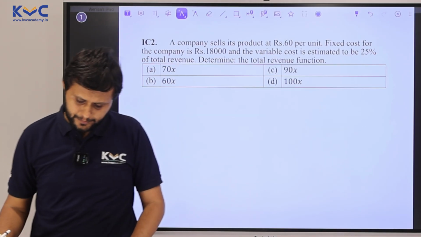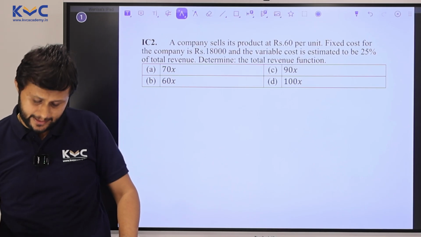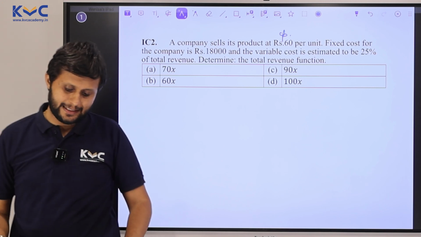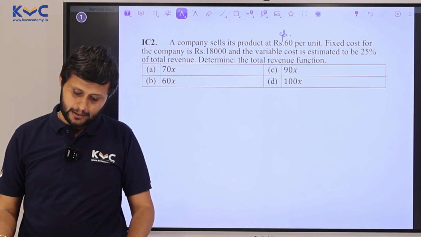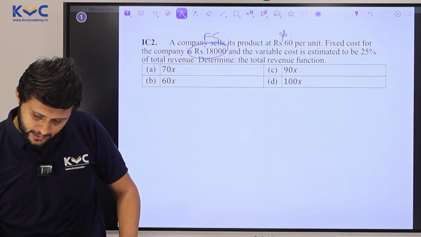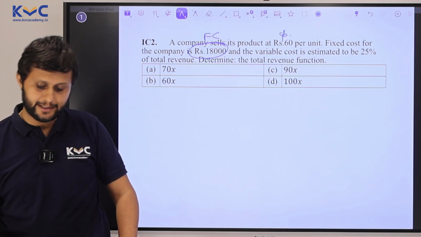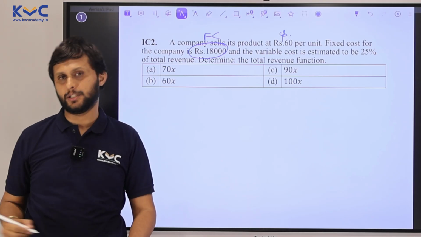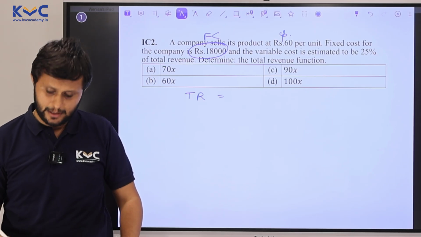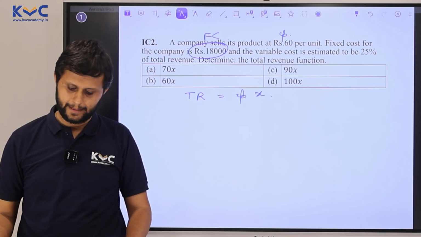Question number 2. A company sells its products at 60 per unit. This is the price, correct? Fixed cost for the company is 18,000. Okay, this is fixed cost. Variable cost to be 25% of total revenue. Determine total revenue function. Now total revenue function is equal to, we have P into X, correct?